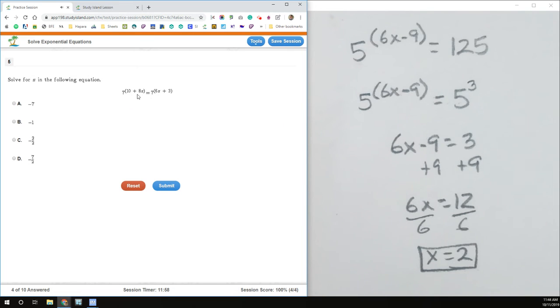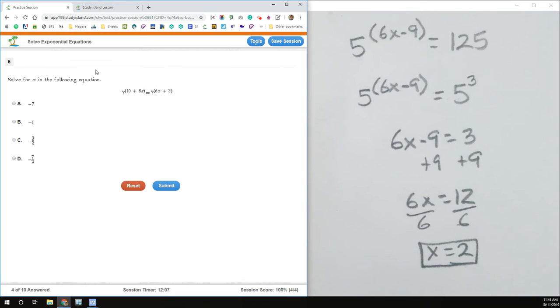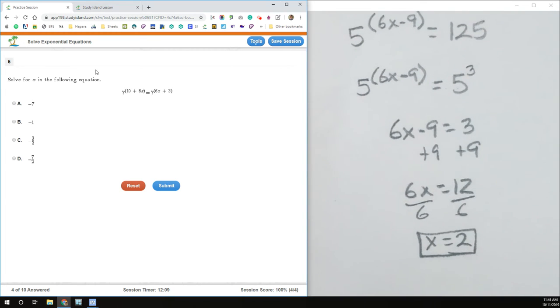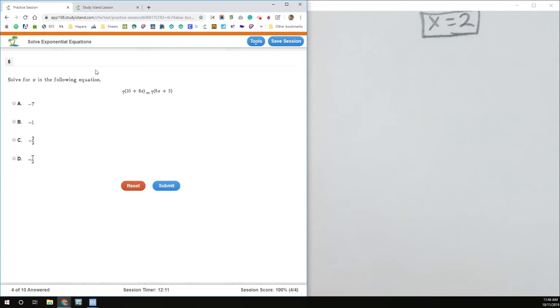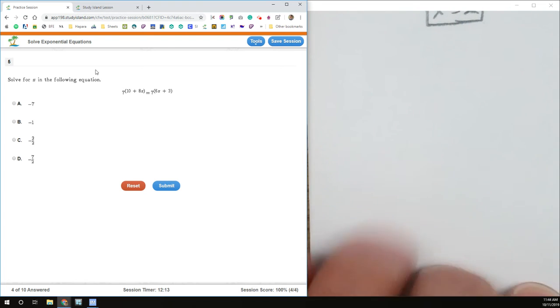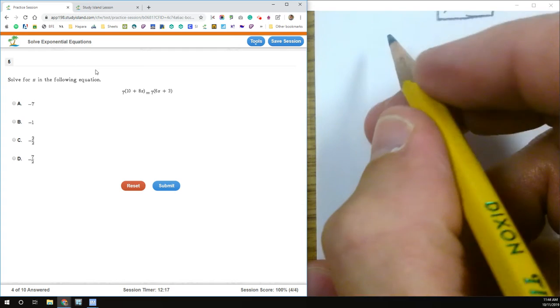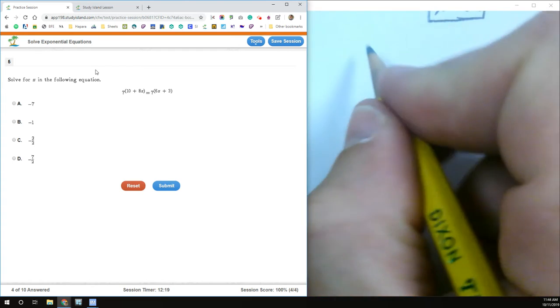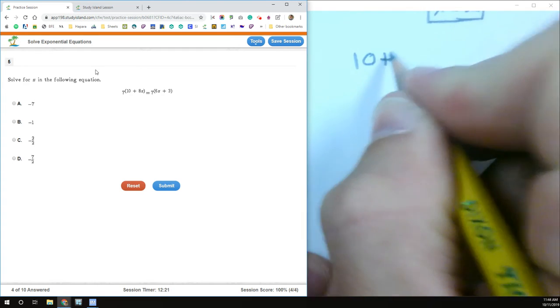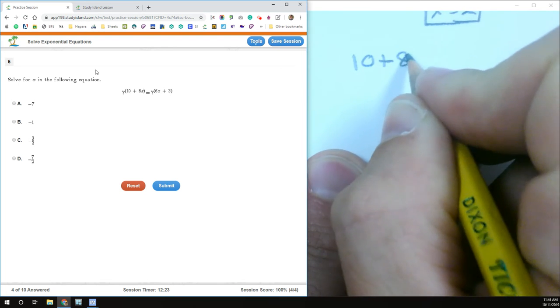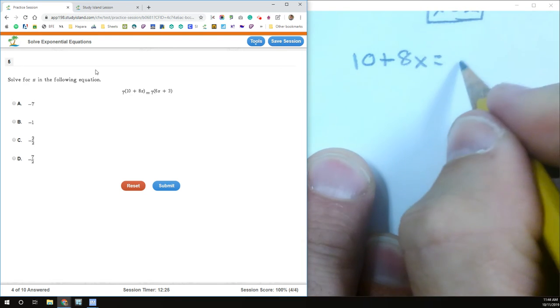Okay, so this is another one just like the other one. We've got the two bases already set up for us. We have two bases of 7, so 10 plus 8x equals 6x plus 3. This is just solving a real simple equation at this point, as long as you understand the concept that two identical bases that are equal to each other have identical exponents. So let's go ahead and write this. 10 plus 8x must be equal to 6x plus 3.